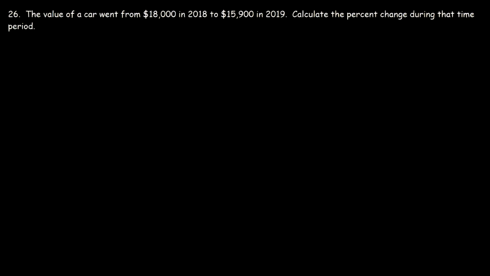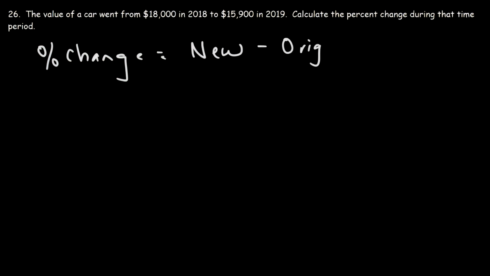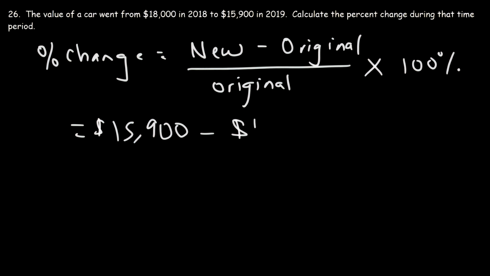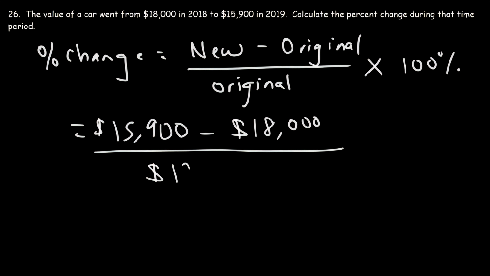26. The value of a car went from $18,000 in 2018 to $15,900 in 2019. Calculate the percent change during that time period. So we need to use the percent change formula. It's equal to the new value minus the original value, divided by the original value, times 100%. So the new value is $15,900. The original value is $18,000. So we need to divide it by 18,000, and then multiply the result by 100%.